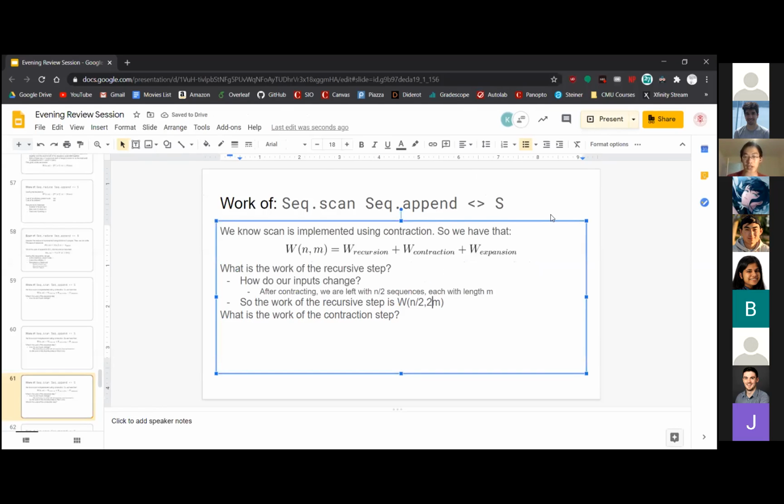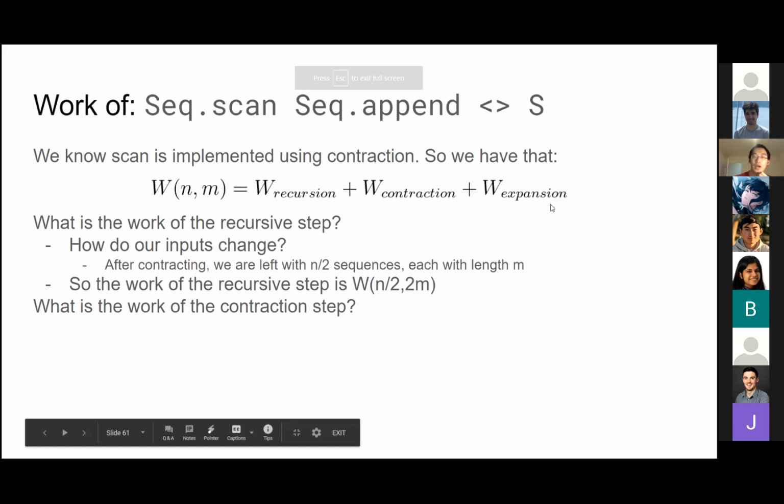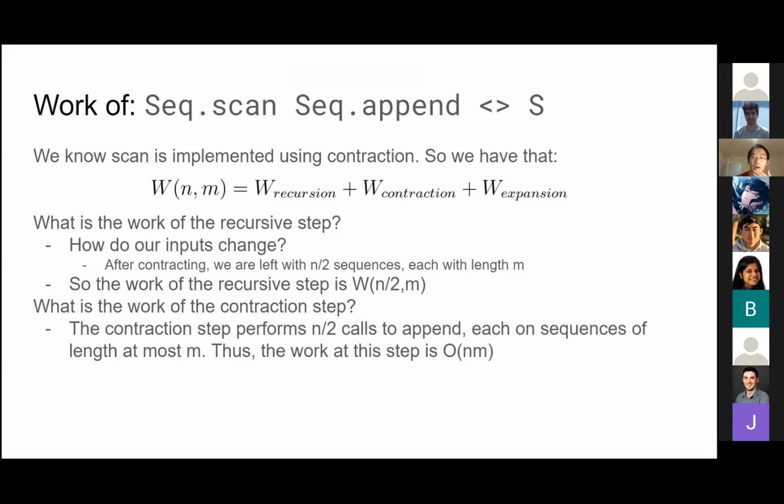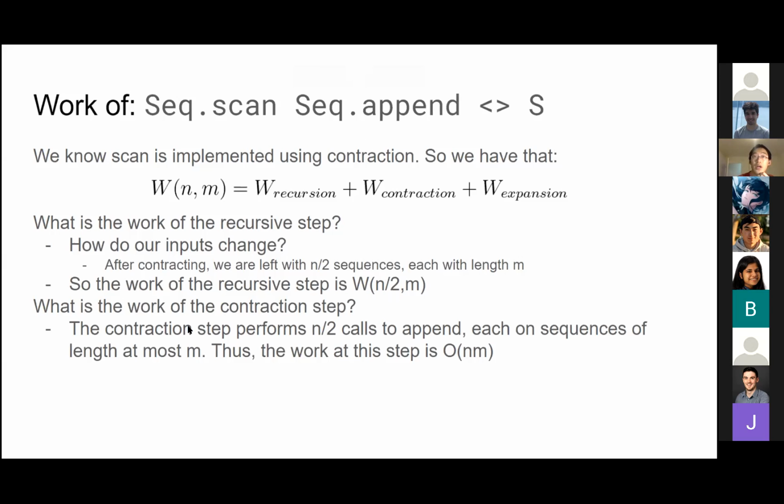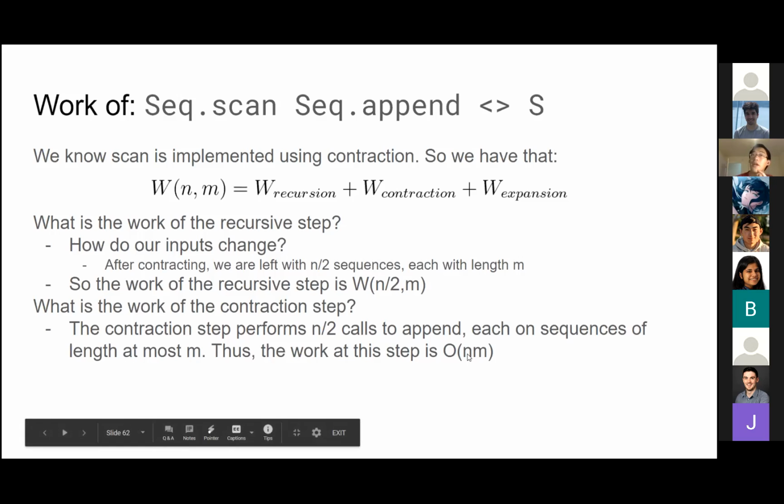Okay, let's look at the contraction step. What is the work of the contraction step? Does anyone have ideas on that? Two m times n/2. Yeah, I think that's correct. There are n/2 calls to append, and these are just on sequences of length m because they're taking from the original sequence S. And so the work at this step is just O of nm.